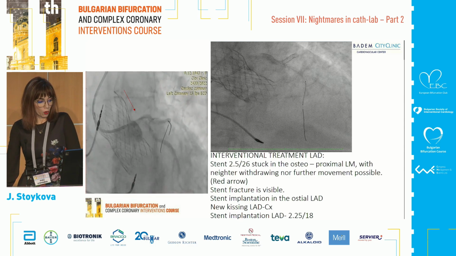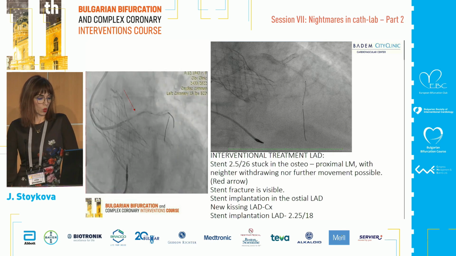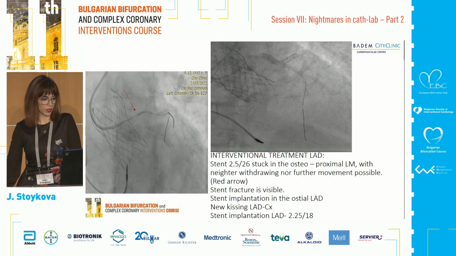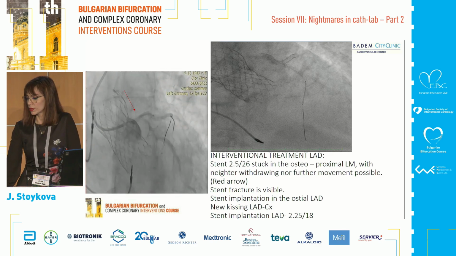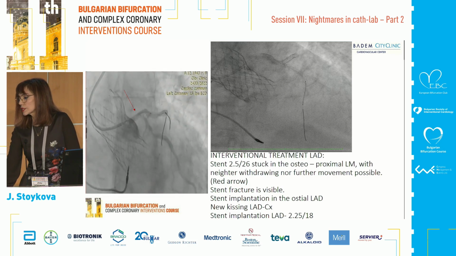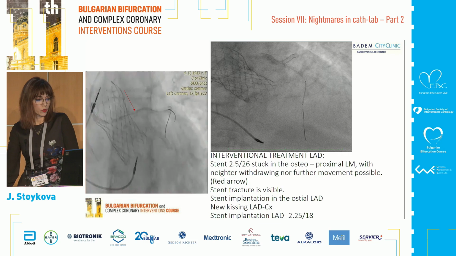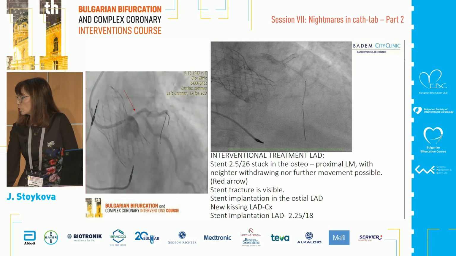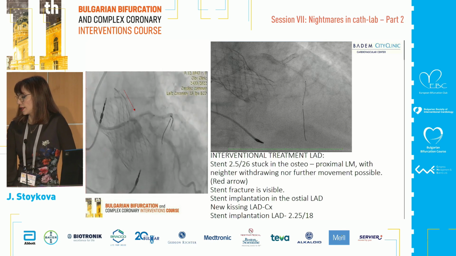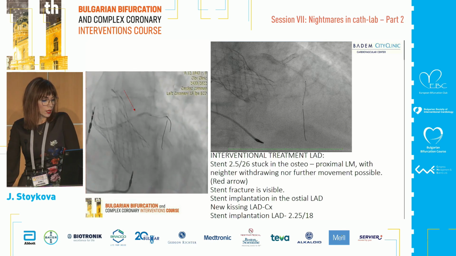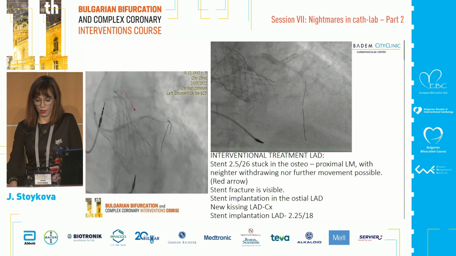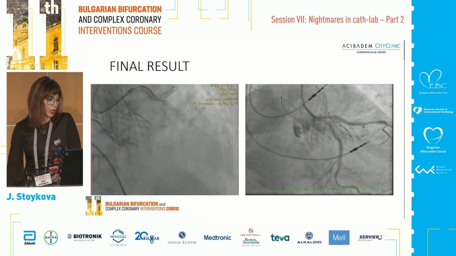With a bit of force, we managed to pass the stent, so the balloon, the distal marker was in the LAD and the proximal in the left main, but you can observe the stent was fractured and was in the ostioproximal part of the LAD, and no movement of the stent further on was possible, so we implanted the stent there. We did some balloon post-dilatation, and we took another stent to implant in the mid-LAD.